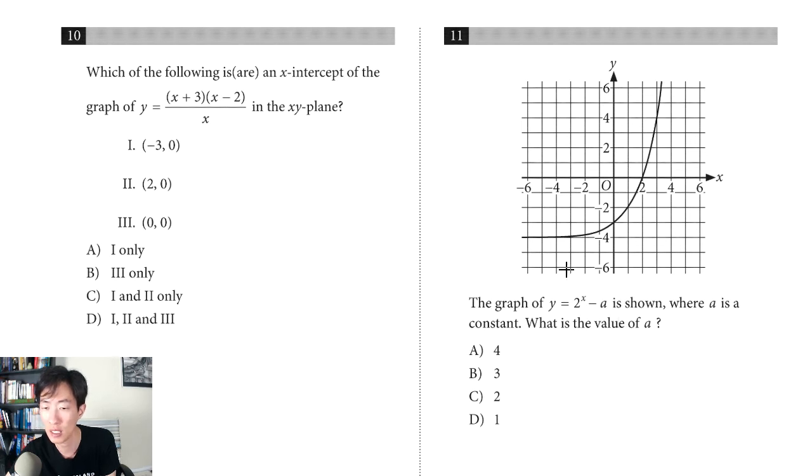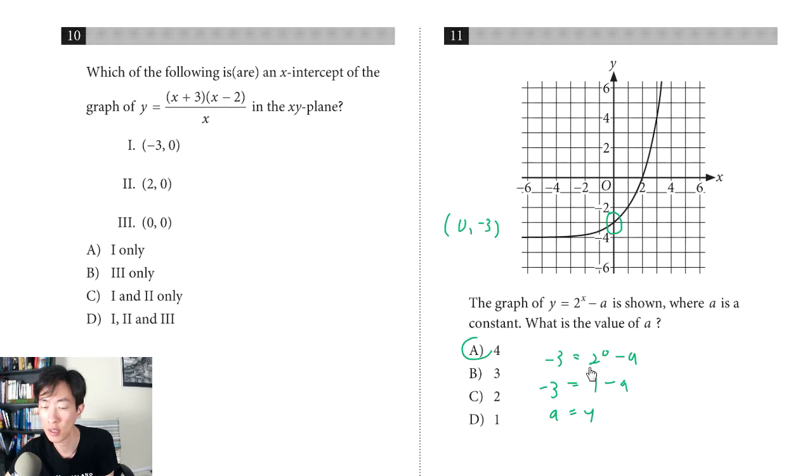What's the easiest? In an exponential function, I generally recommend, since x is in the exponent, find the point where x is 0. That's right over here on the y-intercept. This point is 0, negative 3. So let's plug it in. Negative 3 equals 2 to the 0 minus a. And 2 to the 0 is 1 minus a equals negative 3. Add a to both sides, add 3 to both sides, and we get a equals 4. So that's going to be our answer.